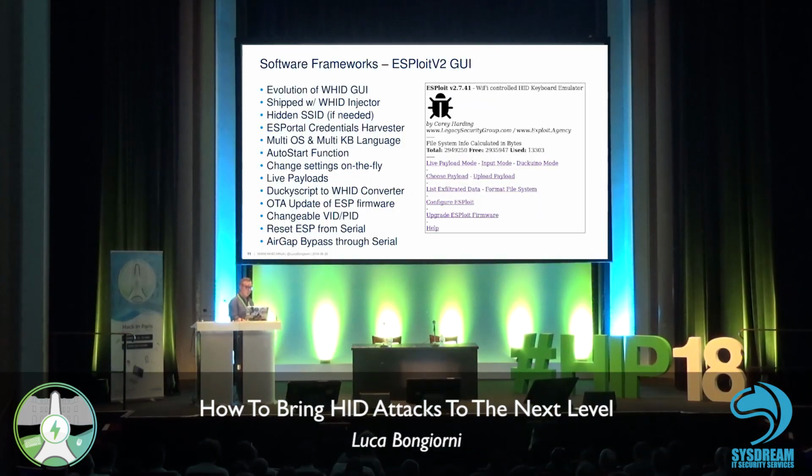OK, I described the hardware part of WHID Injector. The software part that is delivered by default with WHID Injector is called ESP Exploit V2, which is an evolution of WHID GUI. I'm not really a good developer, so a guy, Corey Harding, decided to improve it. So luckily for everyone, Exploit V2 has many features, like hidden SSID. For more OPSEC, you just hide the SSID, so employees around the company will not see that there is a WHID Injector access point there.